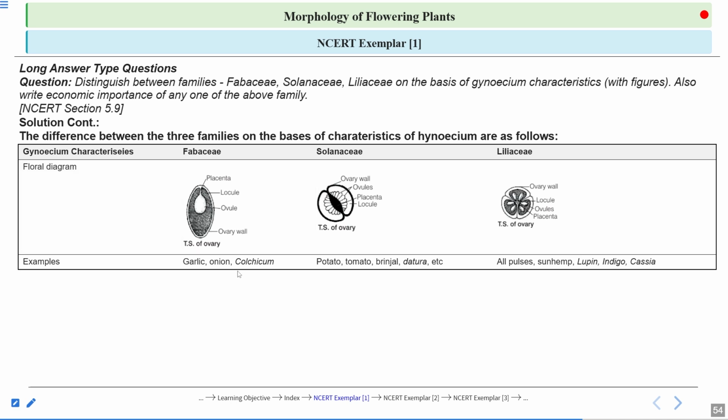Examples: in the case of Fabaceae, Solanaceae, potato, tomato, brinjal, dhatura. In Liliaceae, all pulses. Okay, garlic, onion, and colchicum should be in the case of Liliaceae, but here for the Fabaceae, all pulses, sunhemp, lupine, indigo, and cassia should be in the Fabaceae family.